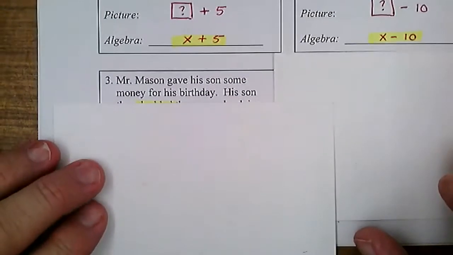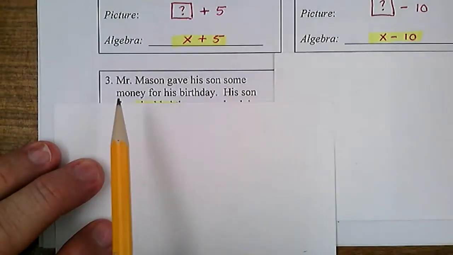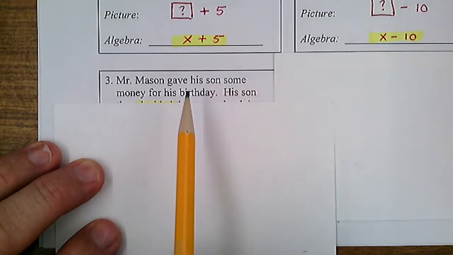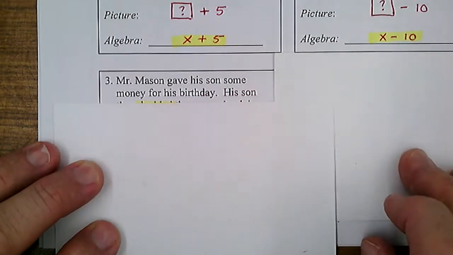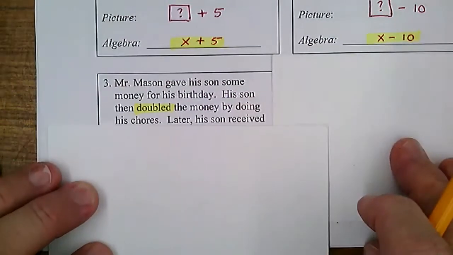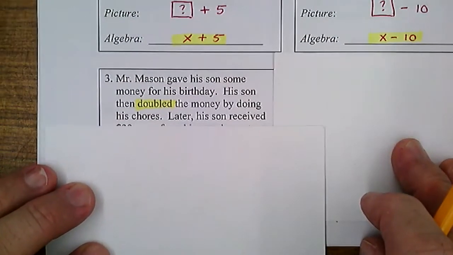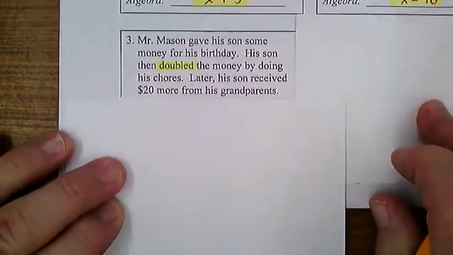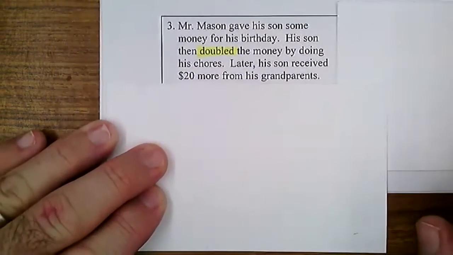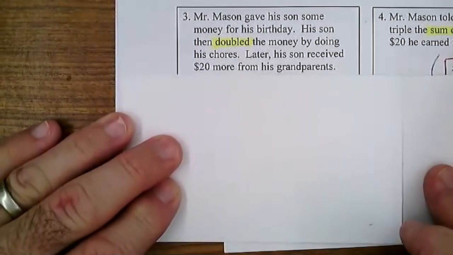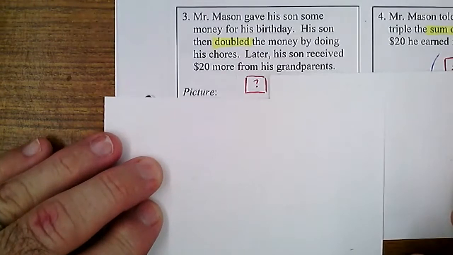Number 3. Mr. Mason gave his son some money for his birthday. So it doesn't tell us how much. That's our unknown. His son then doubled the money by doing his chores. Later, his son received $20 more from his grandparents. Okay, so we're going to go one at a time. So the first thing is it says that I gave some money to my son. Okay, so I gave him money, and so that would be right there.